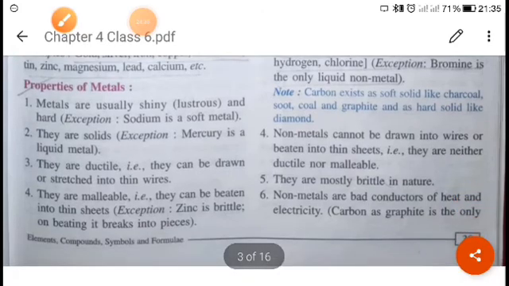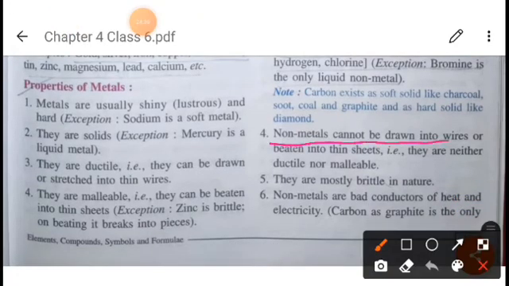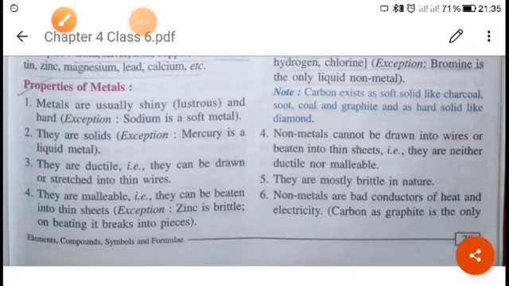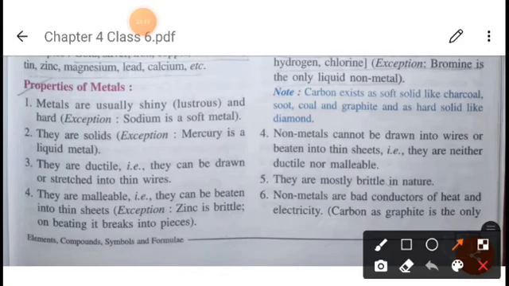Next, non-metals cannot be drawn into a wire just like the metal, and cannot be drawn into a sheet, because they are not ductile and not malleable. They are mostly brittle in nature. Brittle means when we hit that non-metal with any hammer, it will break into smaller and smaller pieces.